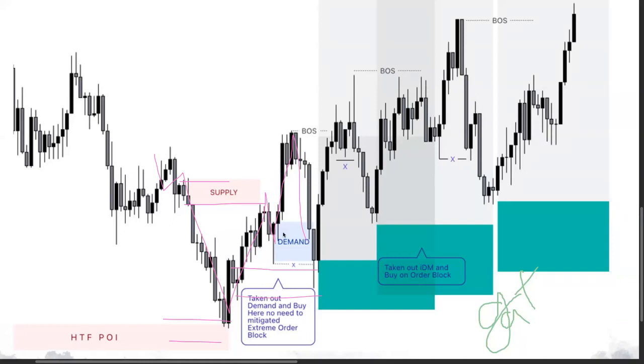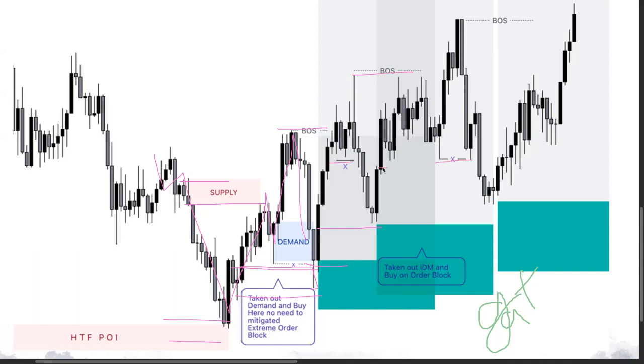First entry, because we need inducement in a flip entry module. Right, same thing happens here. Tap on this order block and we can buy. Break the structure, taken out the inducement. On this order block, we can buy. Okay, break the structure, taken out the inducement.